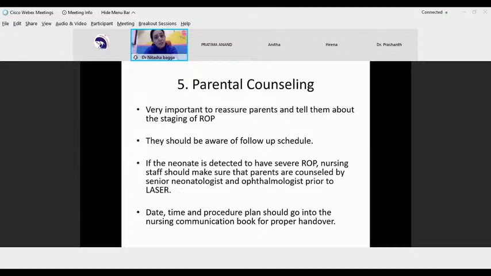They should also be aware, if it's on an outpatient basis, they should be aware about the follow-up schedule. If they are on an inpatient basis, anyways, you would be noting down how to do the further follow-up and when it is. And if the neonate is detected to have a severe ROP, as I told you, along with the senior doctors and ophthalmologists, the nursing role is very, very important in counseling the parents. The date, time, and procedure plan should go into the nursing communication book for the proper handover, so that the next follow-up visit is not missed. So that's all from my side.